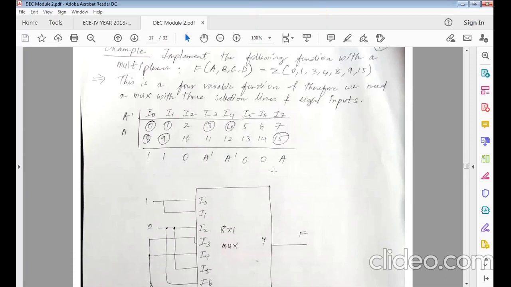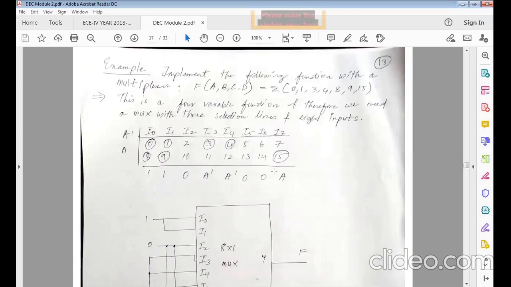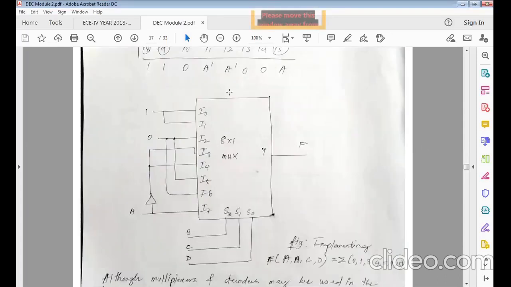Any doubts, students, still here? Because we're going to have problems based on these types of implementation tables. Any doubts, you can ask me. Are we clear to this point? Yes, are we clear till this point? Yes, sir. Yes, fine.